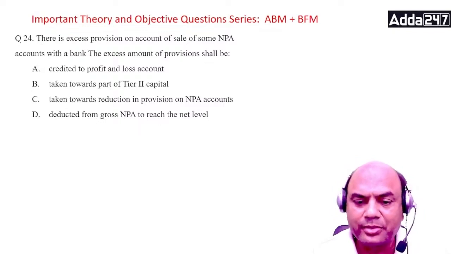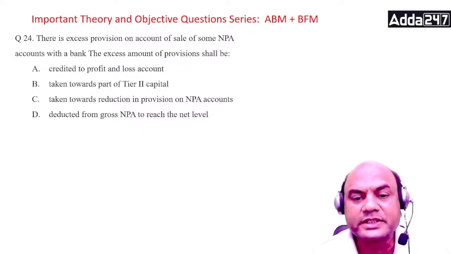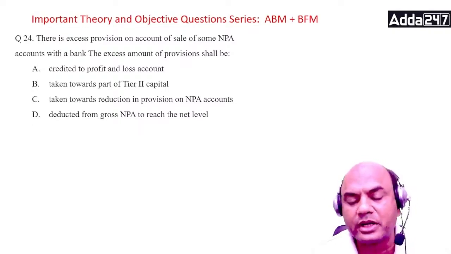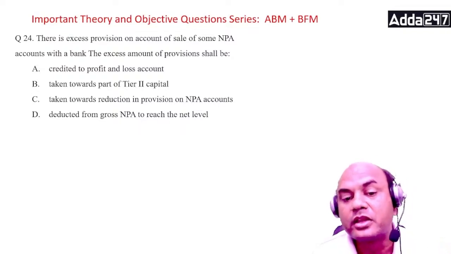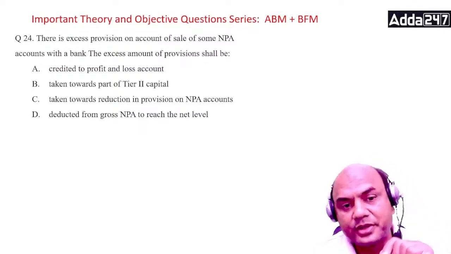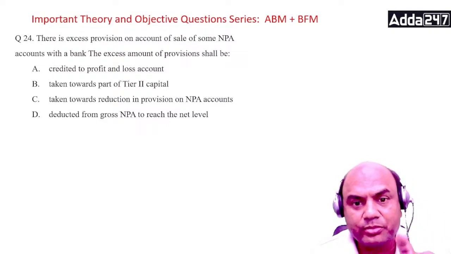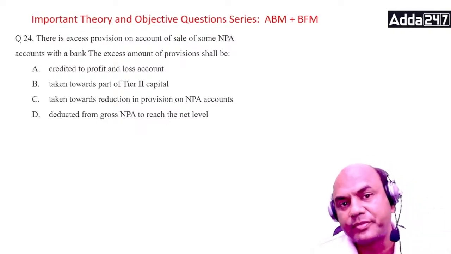Means I had some NPA and that NPA I have sold it now. Sold it, so I have received some money. So this excess amount of provision will be done. Now what is this excess amount of provision? Understand the question. The question is not of the money which I have received. Everyone please pay attention. The question is not for the money which I have received.